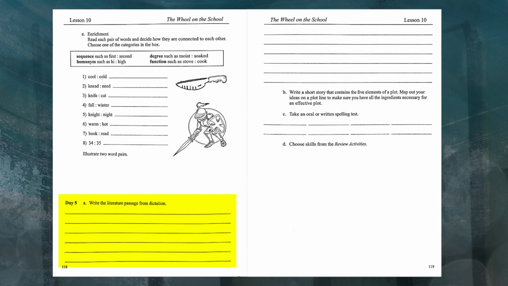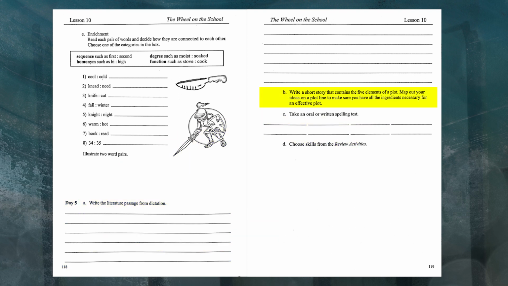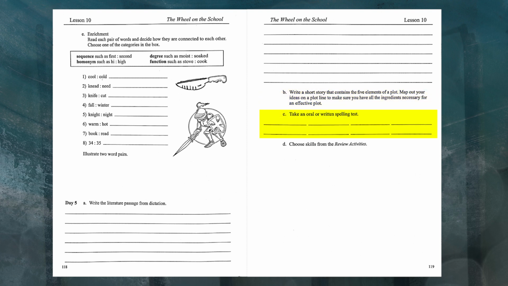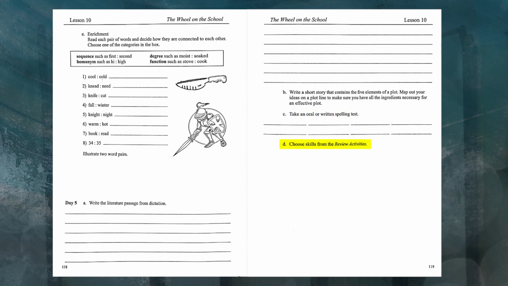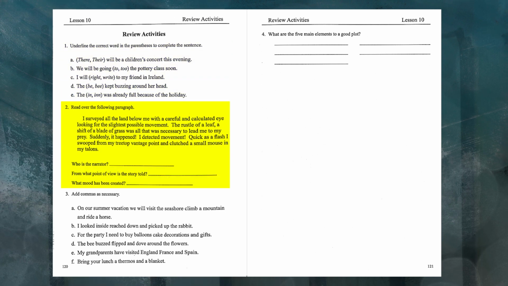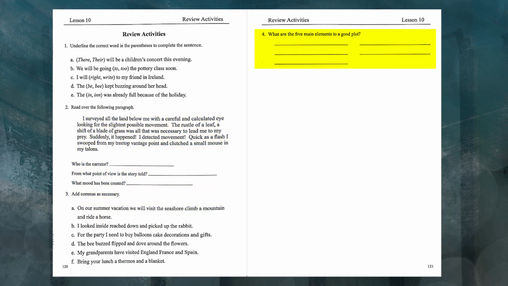Friday, write the passage from dictation. Write a short story that contains the 5 elements of a plot line. Map your idea first, then write it on another paper. Take your spelling test either written or orally. Choose your review activities or just do all of them. They're short and good for you. This week's review includes homonyms, narrator, point of view, commas, and plot. Also, review makes a good assessment of your child's understanding.